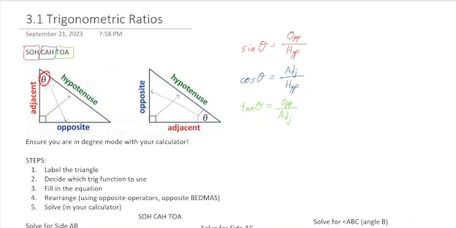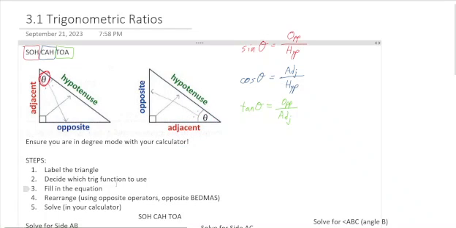And if you flip the side that the angle is looking from, it also flips the opposite and adjacent. So from this perspective, in the second triangle, now this one is opposite and this one is adjacent. But the hypotenuse is always the longest side.